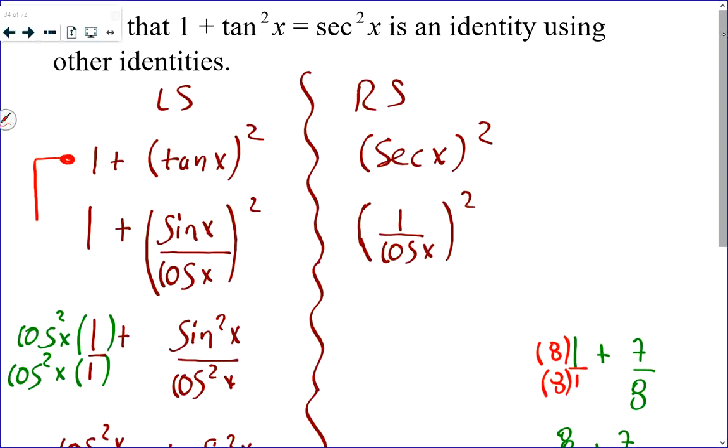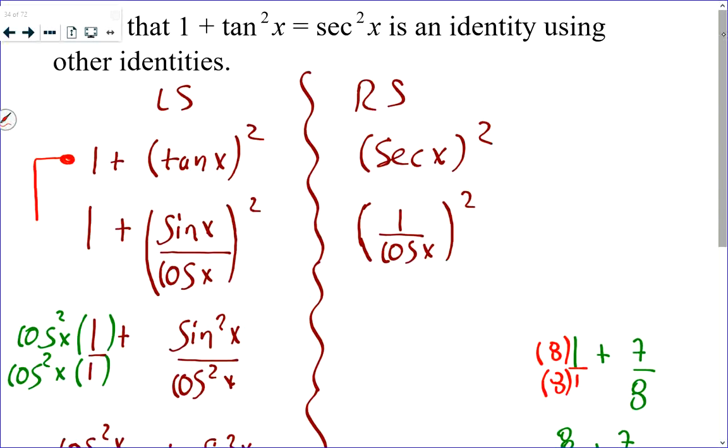Go ahead, Evan. Well, since you changed that secant of x squared at the beginning to 1 over cos of x, right? Isn't technically secant of x simpler? So would you... This is a good point.